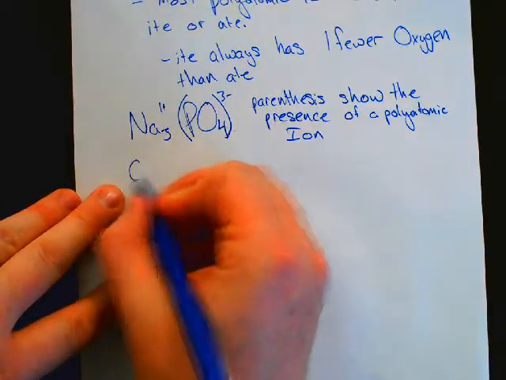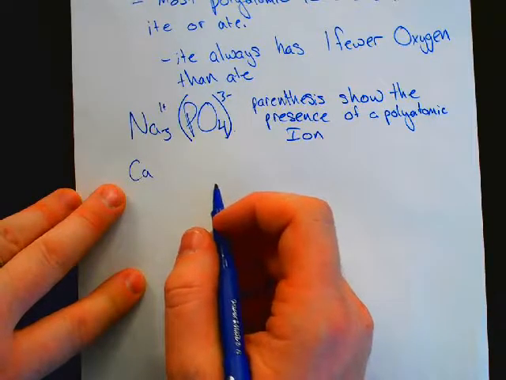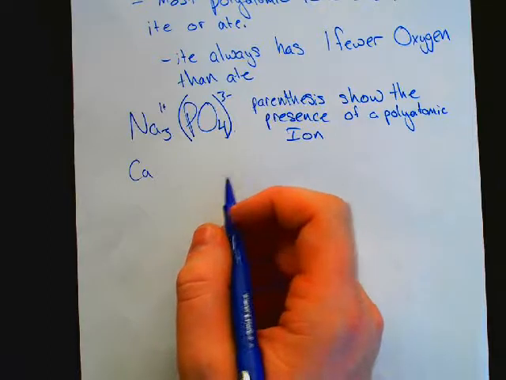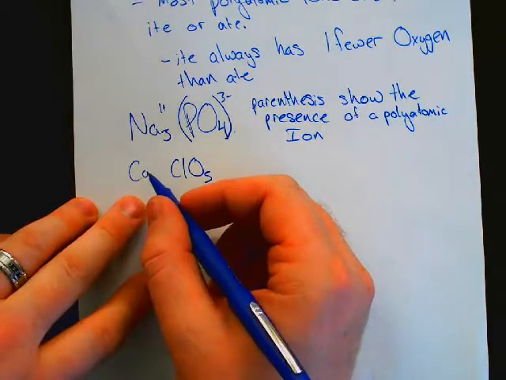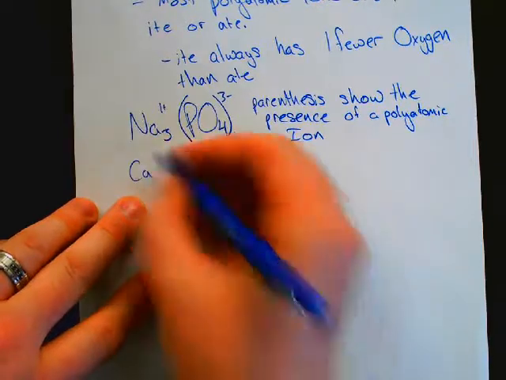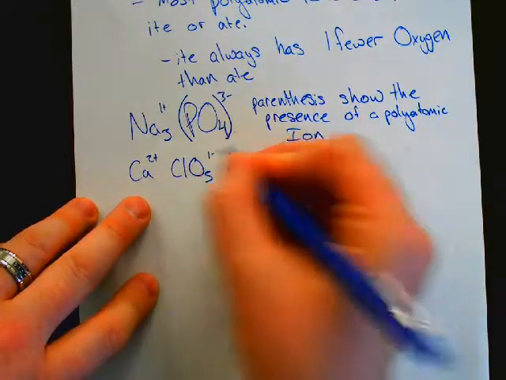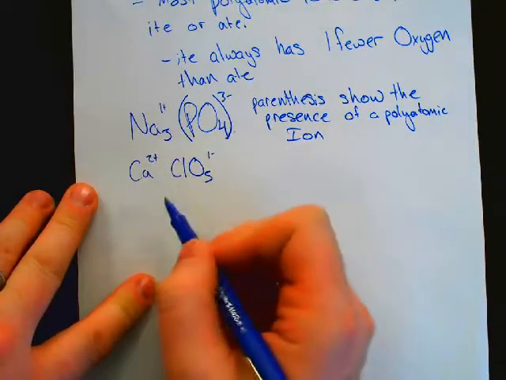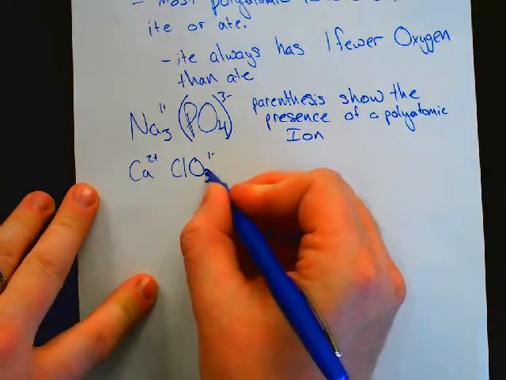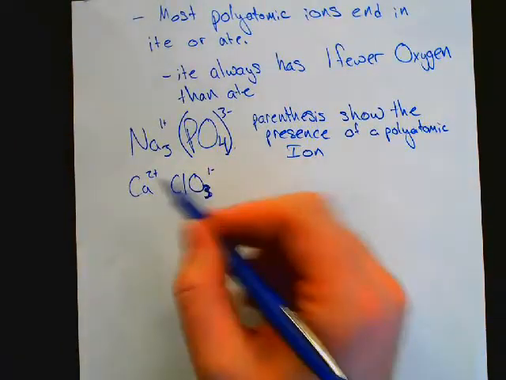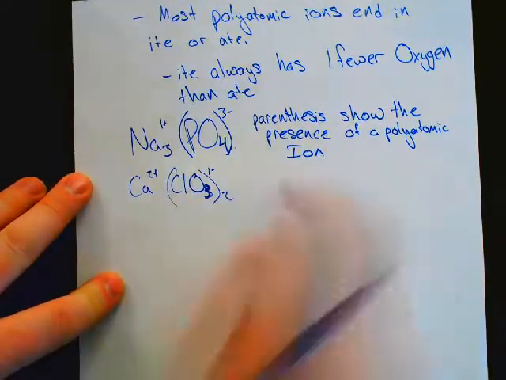All right, let's try one more. How about calcium chlorate? What is chlorate? ClO3. Good. What's the charge on calcium? +2. Good. What's the charge on chlorate? -1. Good. How much chlorate do I need to balance out the calcium? 2. So I have -2 and I have +2, so I have my balanced chemical formula.